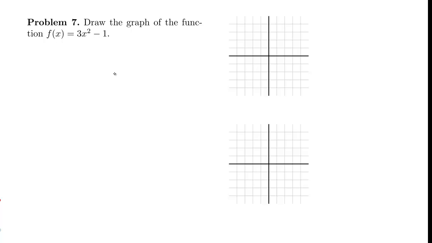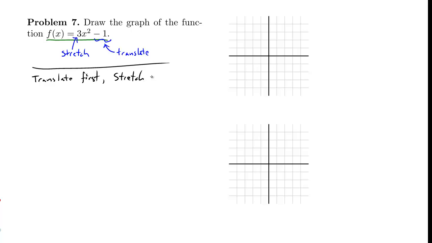Problem 7 asks us to draw the graph of f of x equals 3x squared minus 1. This formula looks like it came from the graph of y equals x squared and then was stretched and translated. Since the coefficient of x squared is 3, it looks like there was a stretch by a factor of 3. Since the constant term is minus 1, the graph was shifted down by 1 unit. We have to be careful about the order of the translation and the stretch.